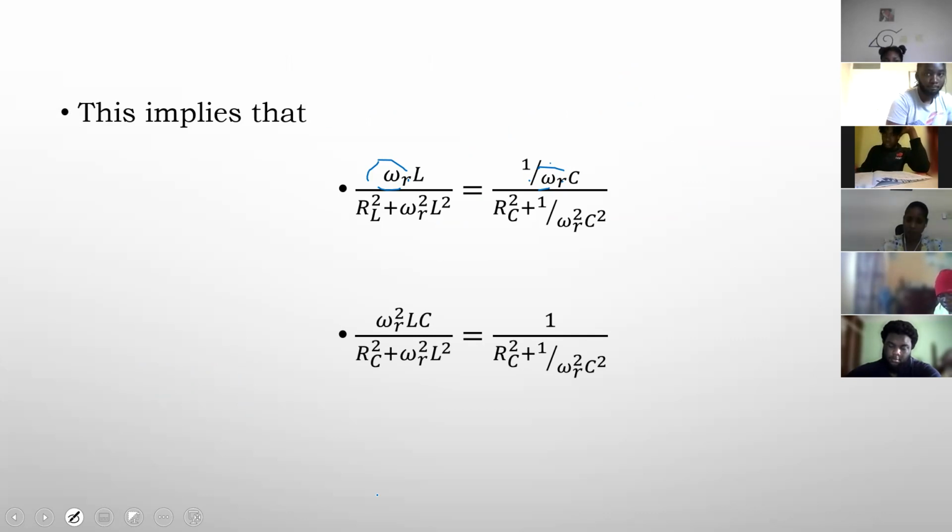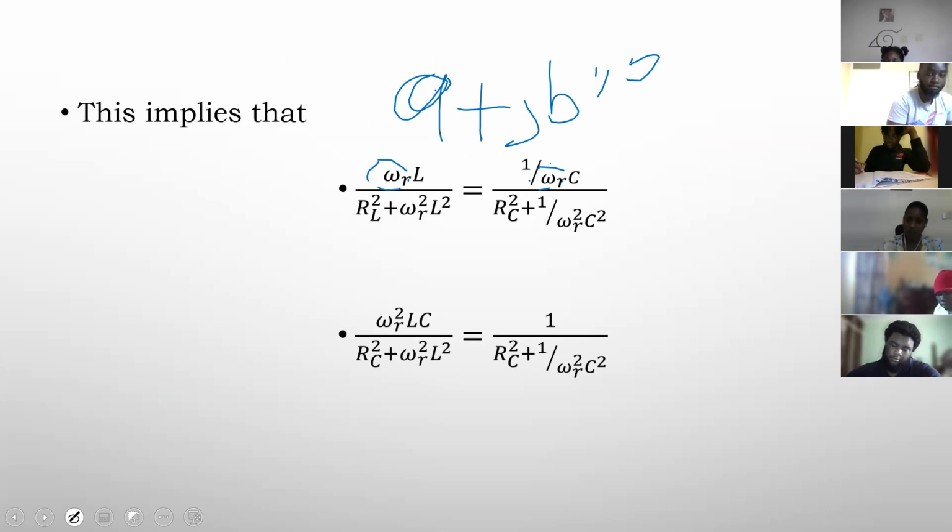There's no rule here. The only rule you need to note and to follow is that at resonance, first of all, you get it in the form A plus JB. And then you make B 0. That's all. That's the only rule.